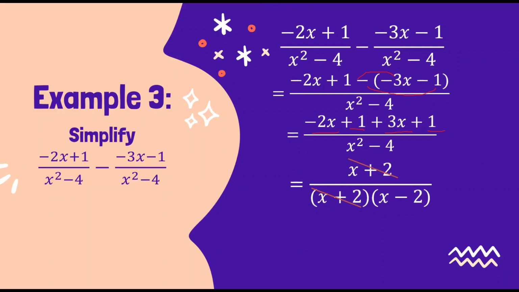What will be the remaining term on our numerator? Very good, it is also 1. So let us copy 1, the remaining term, on our numerator. And for our denominator, we have x minus 2. That will be our final answer.